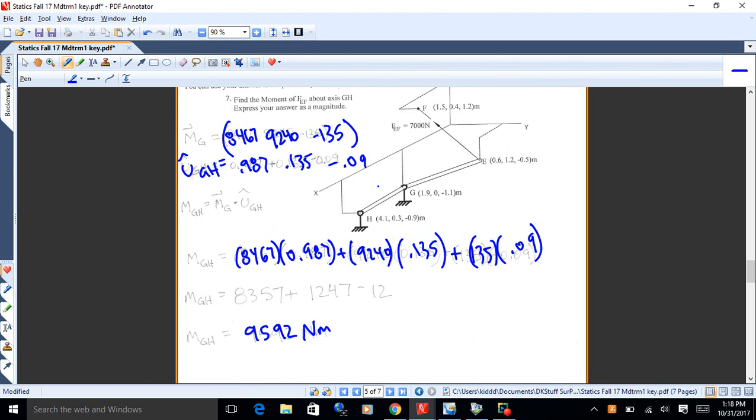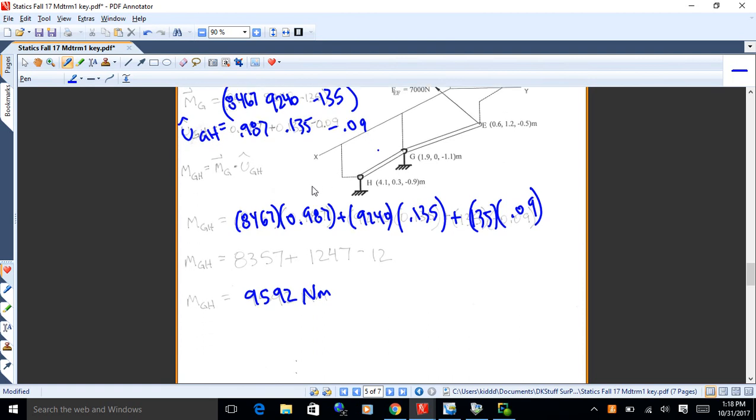Okay, so what are your units? So that's just a dot. Questions on that? Good to go with that one.